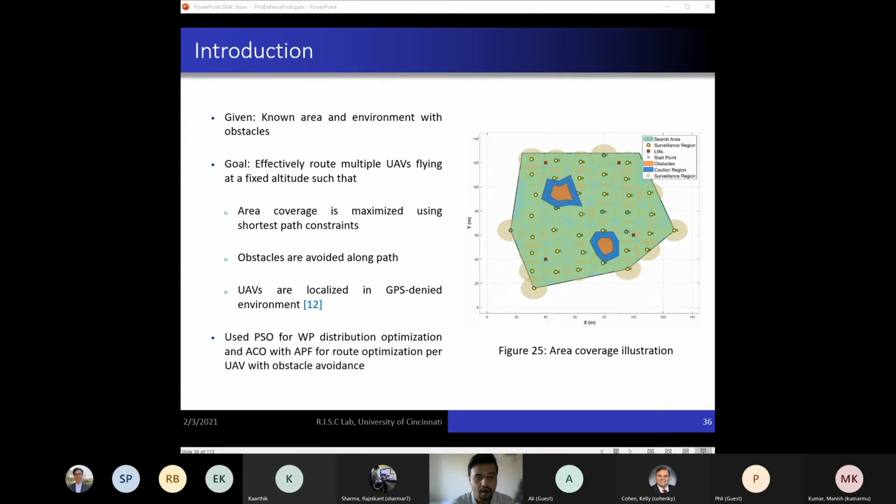So for this work, we are given a known region containing obstacles. Our objective is to distribute waypoints in this region to maximize the area coverage, assign a subset of these waypoints to individual UVs in a group of multiple UVs, and allow them to route through the environment efficiently while avoiding obstacles.